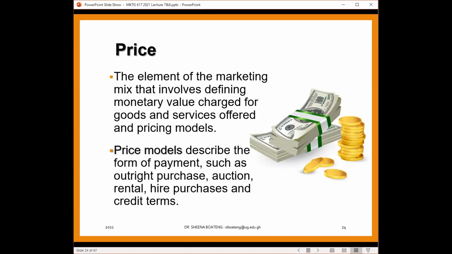So when we talk about pricing models, we are basically referring to the forms of payment that are available to various online users, right? Including outright purchase where they can buy the item immediately and pay for it. And then we can also talk about auctions, right? As well as rentals. We can also talk about hire purchase and various credit terms that are available to people who want to buy items, both offline and online.